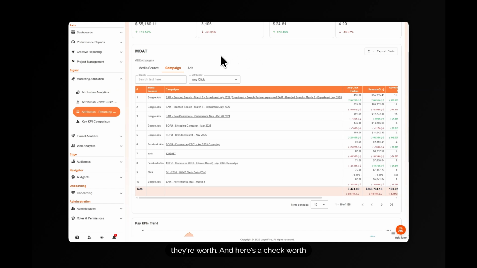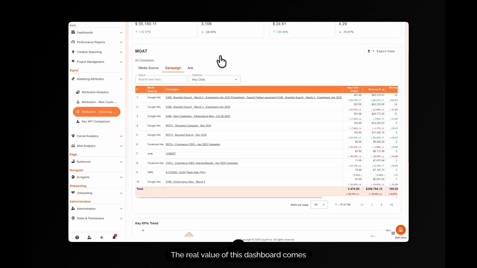And here's a check worth running. Open your main attribution analytics moat, filter to new customer, and compare it to what you see here in returning. If a campaign you built for acquisition is actually showing up strong here, it's reaching people you already have, not new ones, and your targeting probably needs an exclusion.